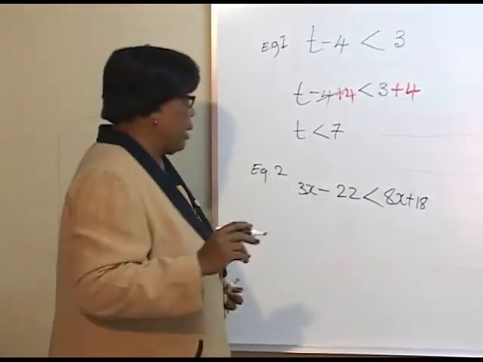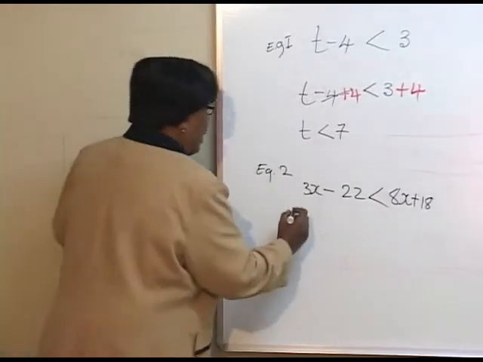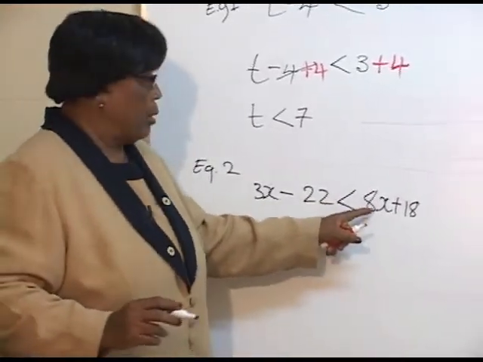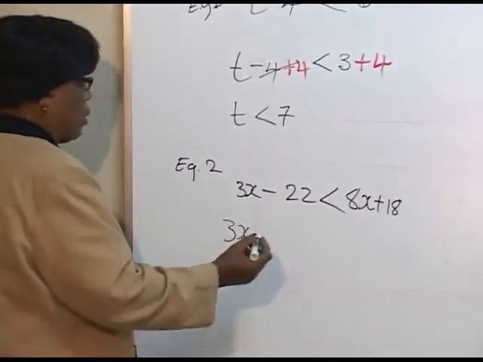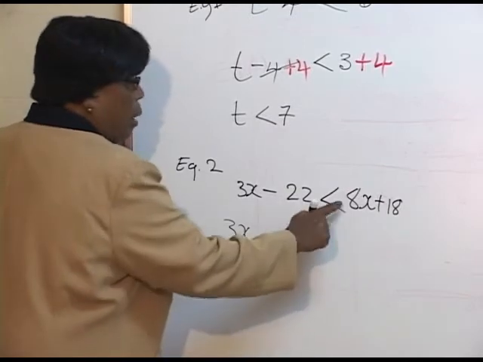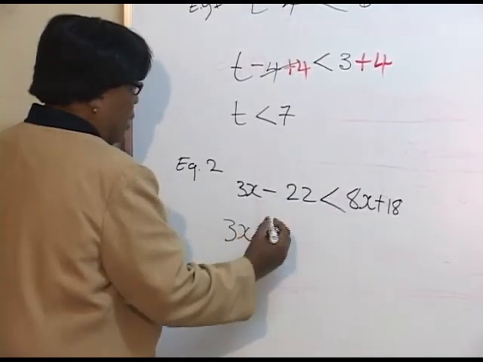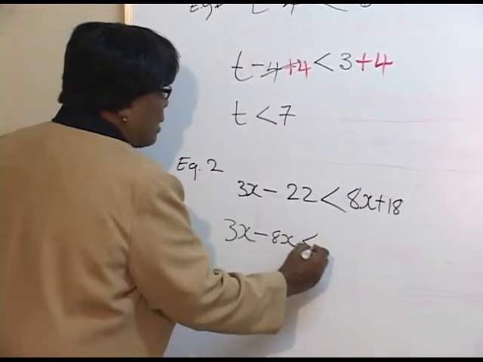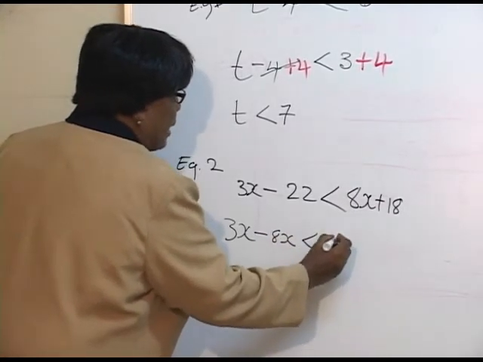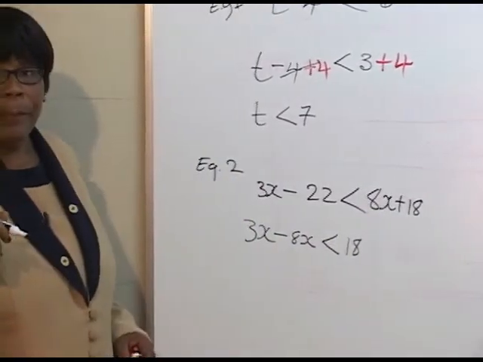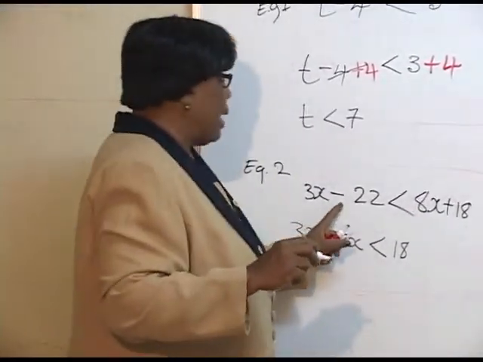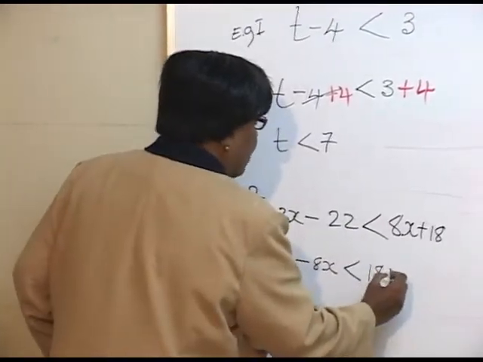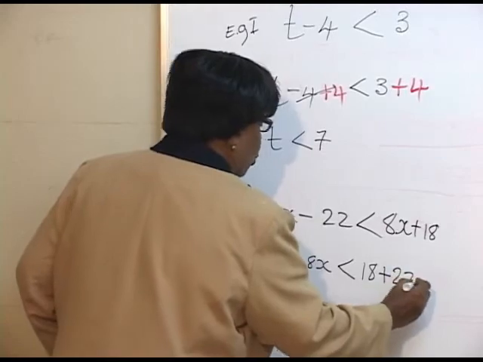Okay, so this time we're writing back again. It is 3x. The 8 is on this side, so we're putting it to the other side, so it comes over as, and it's a positive over here, so coming over to this side is -8x. Then we write less than, you have 18 because that is not going anywhere. And then it is a negative, and we're taking it to the other side. So it is a positive sign, plus 22.